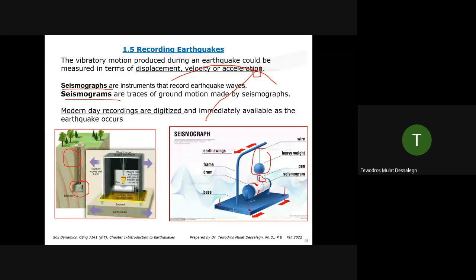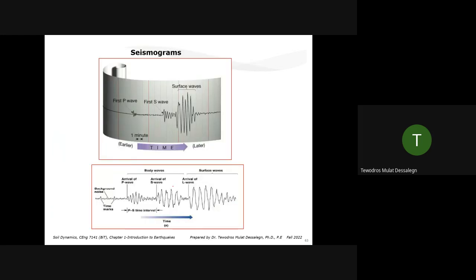Because this is rolling, like a paper, the pen scratches on it, so we get a record of it. This record can give either displacement, velocity, or acceleration, depending on how we calibrate this heavy mass. So finally, you have the seismogram, the record.